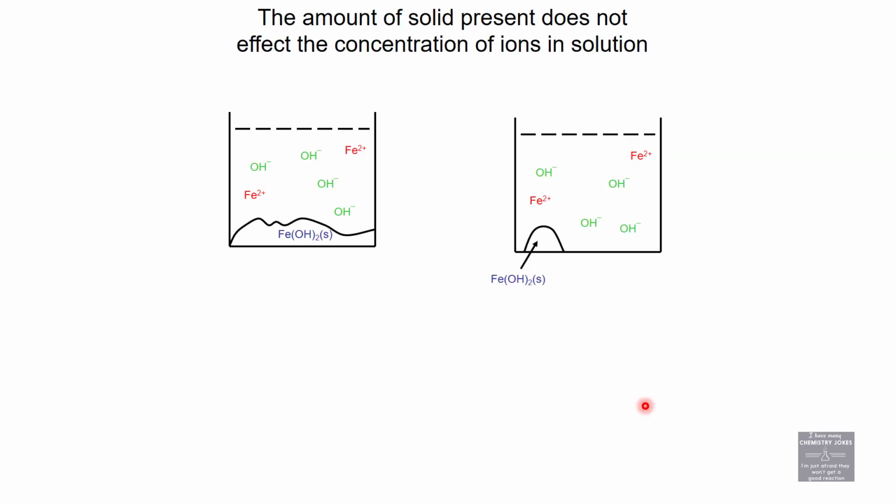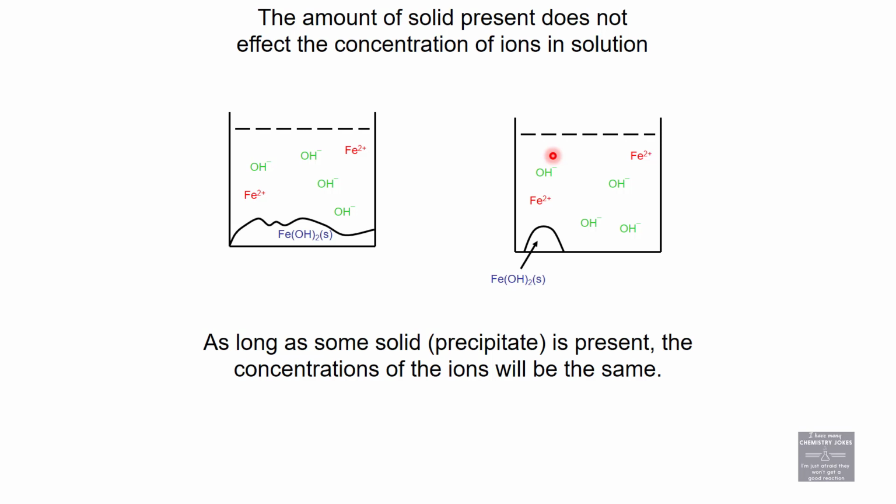Okay. The amount of solid present does not affect the concentration of ions in solution. I have tried to draw this picture to show lots of solid, 2 irons, 4 hydroxides. A little bit of solid, 2 irons, 4 hydroxides. Because the amount of solid present in solution is determined by the K value, the equilibrium K value. The amount of solid does not matter. The concentration of ions in solution are going to be the same as long as there is some solid present. That's kind of an important point that students don't always understand as important in the beginning.